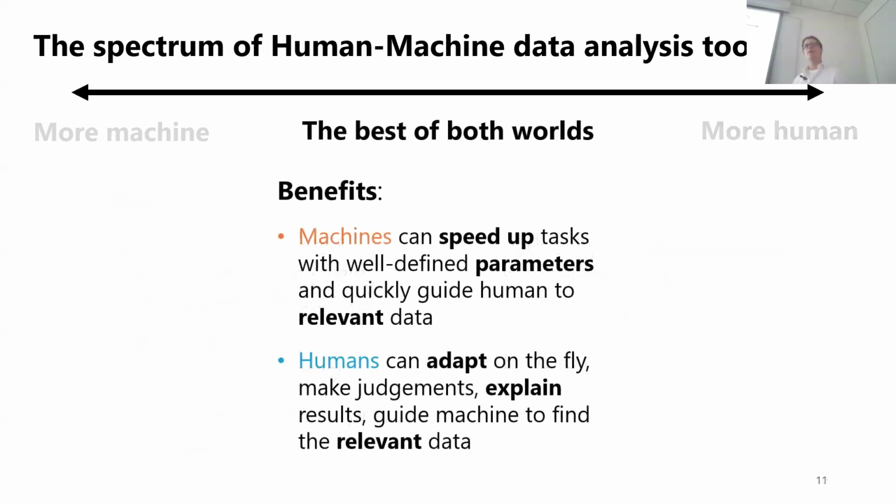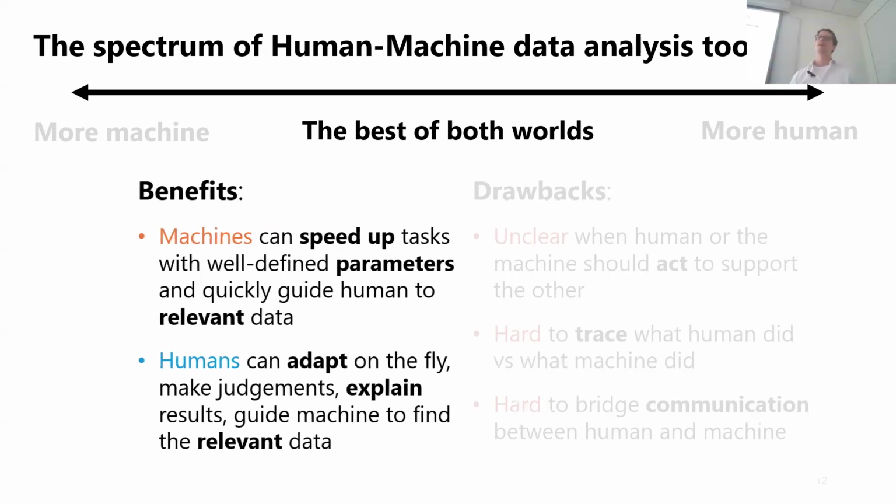So what would a best of both worlds look like, given those benefits and drawbacks? Well, I think it should take the best parts of the human and machine-driven analysis. I think the machine should be focused on speeding up time-consuming tasks and guiding the human to relevant data for them to review, while the human can adapt to that data and make their human judgments, and then hopefully tell the machine where to look next.